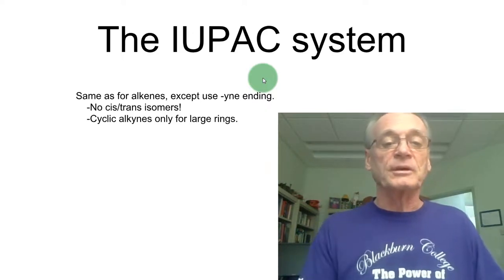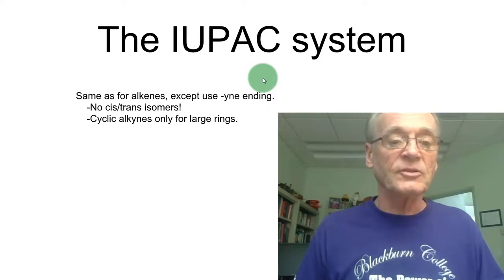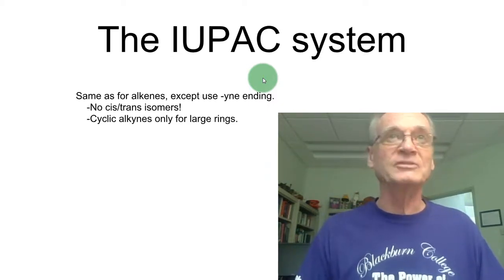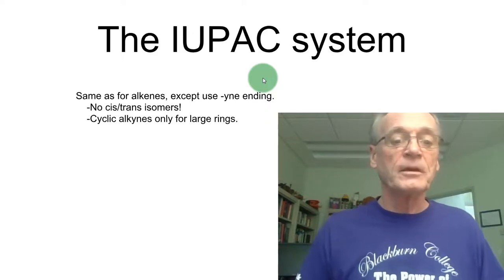One thing, as I mentioned, that makes this easier than naming alkenes is that there's no cis-trans isomers. So you don't have to put cis-trans, you don't have to put EZ in front of the name ever.